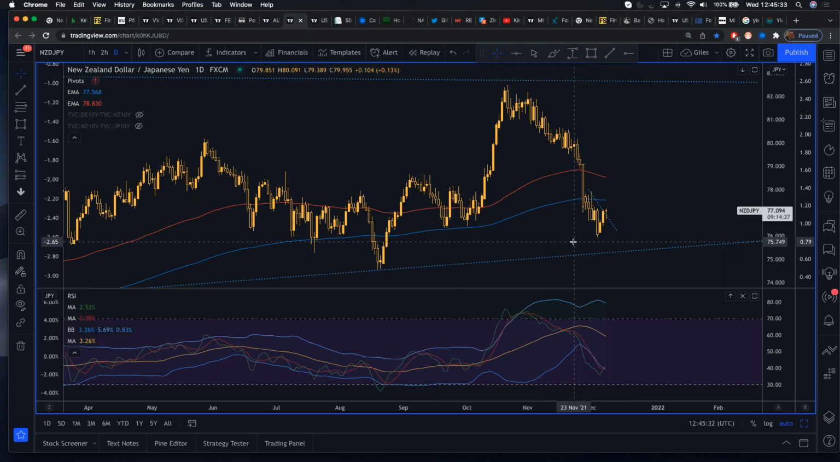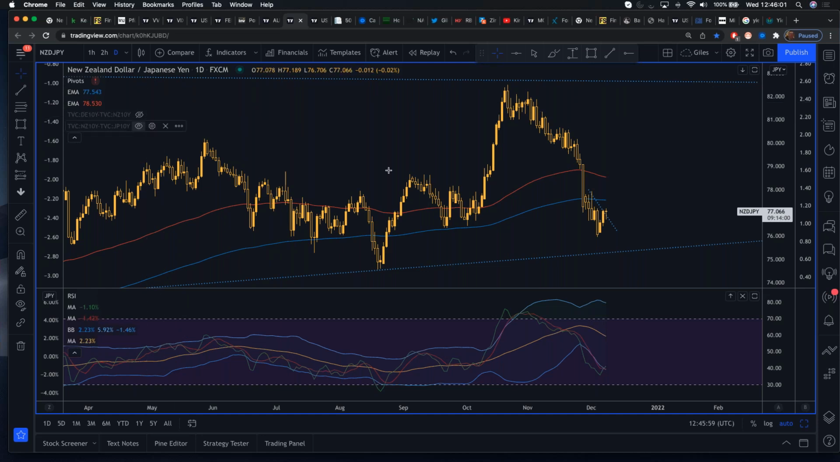Stops can be just below the 75. This is a trade I'm in, so I am in this trade. New Zealand dollar yen, the RBNZ expected to raise interest rates to 2.6% next week. No, not next week, sorry. Oh, that would be a fine thing. The RBNZ are expected to raise interest rates to 2.6% by the end of 2023. They're currently at 0.75%. So the RBNZ are on a rate hiking cycle.